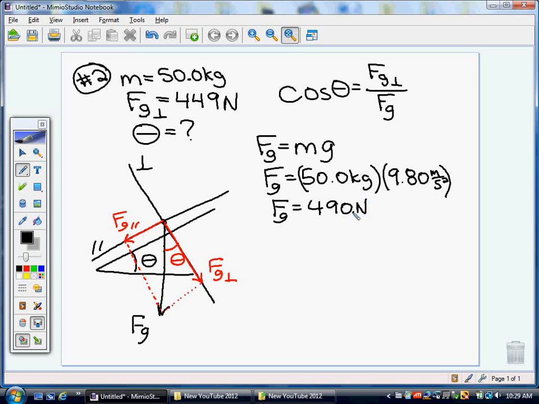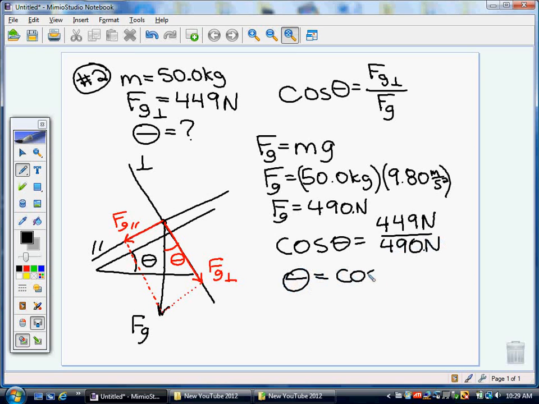So now, going back to our cosine function, cosine of the angle is F sub g perpendicular, which is 449 newtons, divided by F sub g, our weight, which is 490 newtons. In order to find an angle, we always use the inverse of a trig function. So inverse cosine of 449 newtons over 490 newtons. And this gives us an angle of 23.6 degrees.